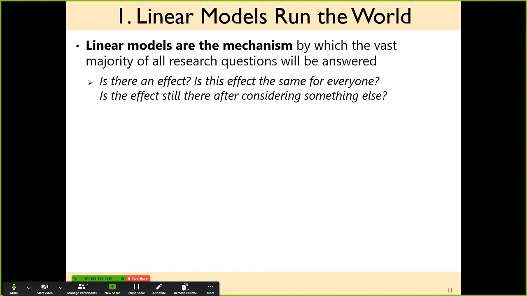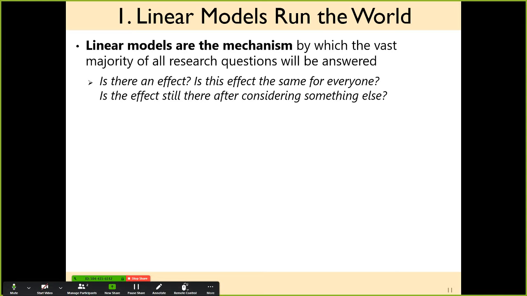So what do I mean by linear models? They rule the world. They're the mechanism by which all research questions are going to be answered. And so when I say things like, is there an effect of this variable? Is the effect the same for everyone? Is the effect still there after considering something else? Those are the kinds of questions that linear models are designed to answer. It's the logical process by which you build predictors and specify what kind of effects they have in the model. So for instance, is there an effect? That's just a bivariate question, right? Does X relate to Y?